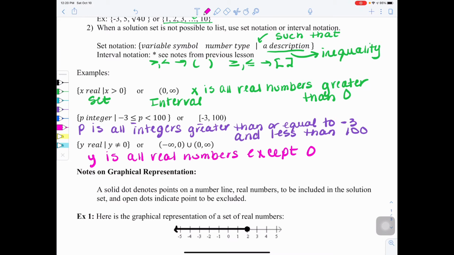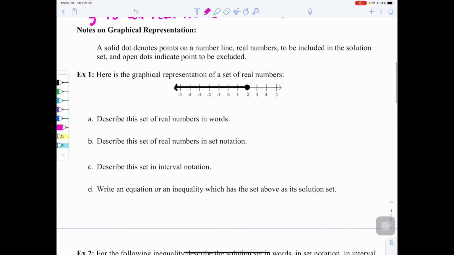A few notes on graphical representation. A solid dot denotes points on a number line, real numbers that would be included in the solution set. Open dots indicate a point that would be excluded. It does not count, which we have discussed. So here is the graphical representation of a set of real numbers. We're going to read this graph and write some different scenarios in set and interval notation as well as words.